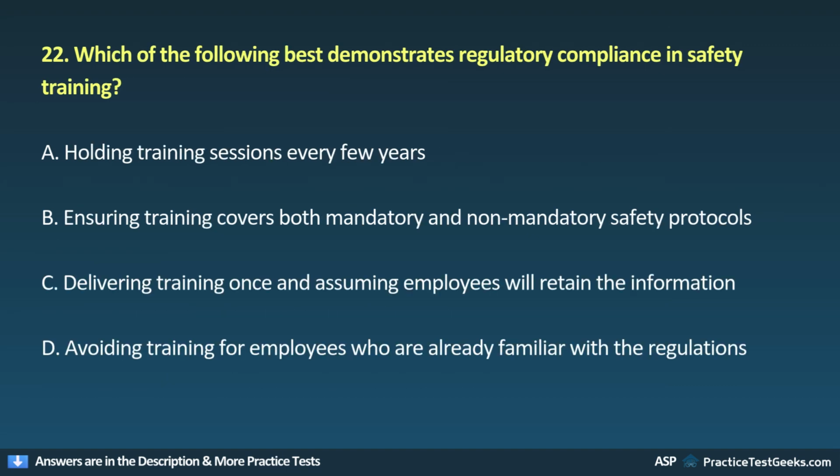22. Which of the following best demonstrates regulatory compliance in safety training? A. Holding training sessions every few years. B. Ensuring training covers both mandatory and non-mandatory safety protocols. C. Delivering training once and assuming employees will retain the information. D. Avoiding training for employees who are already familiar with the regulations.